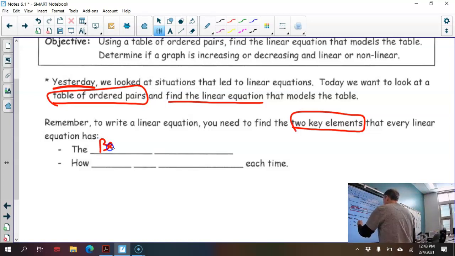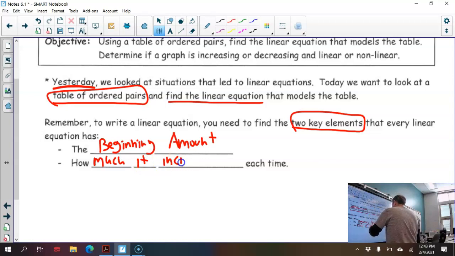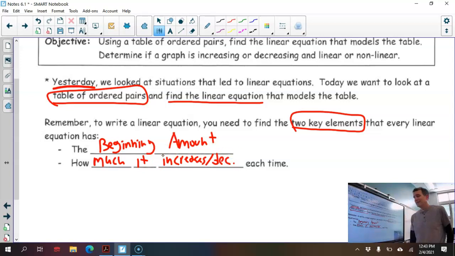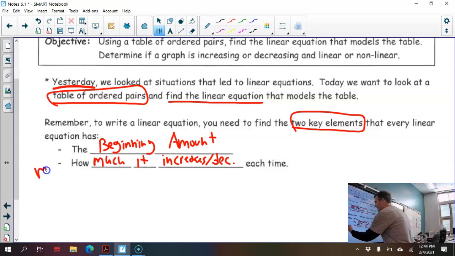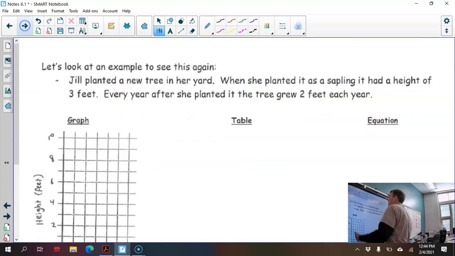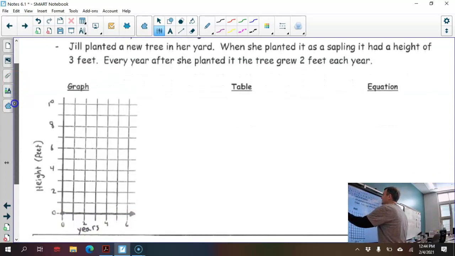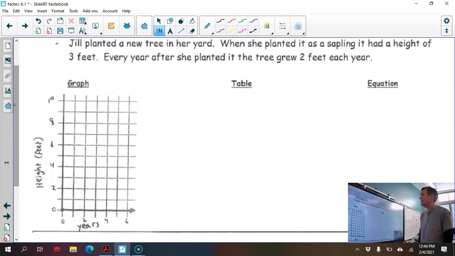They are the beginning amount and how much it increases or decreases each time. All right, we represent this with the letter M. We represent this with the letter B. Remember that from yesterday? So let's look at an example like we did yesterday and see how this will relate to a table.